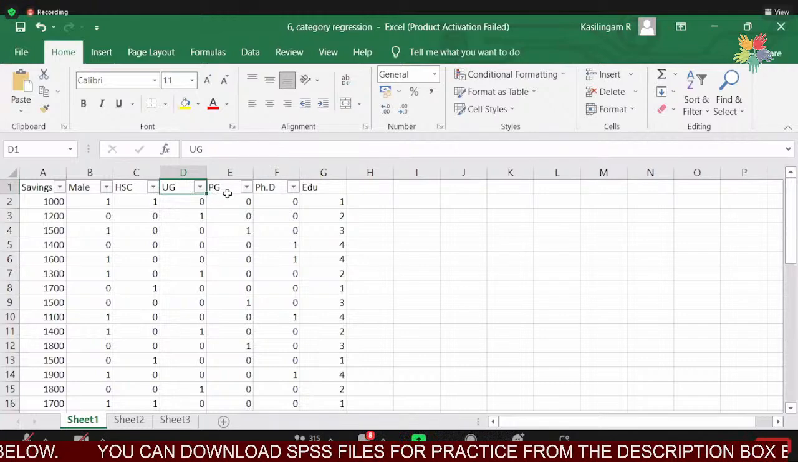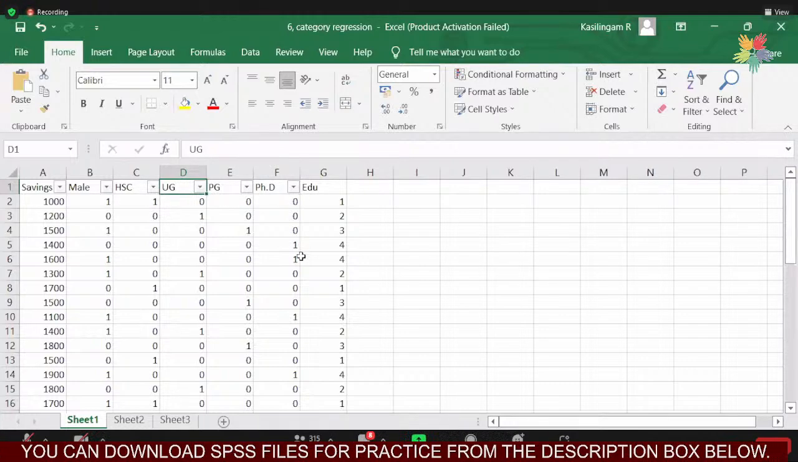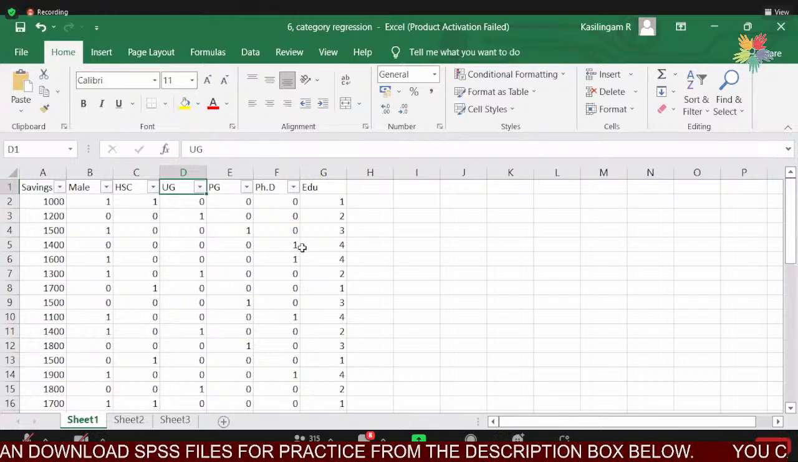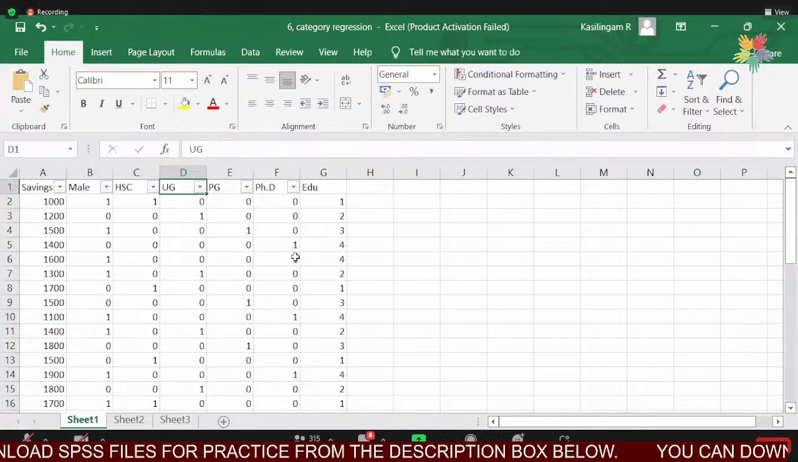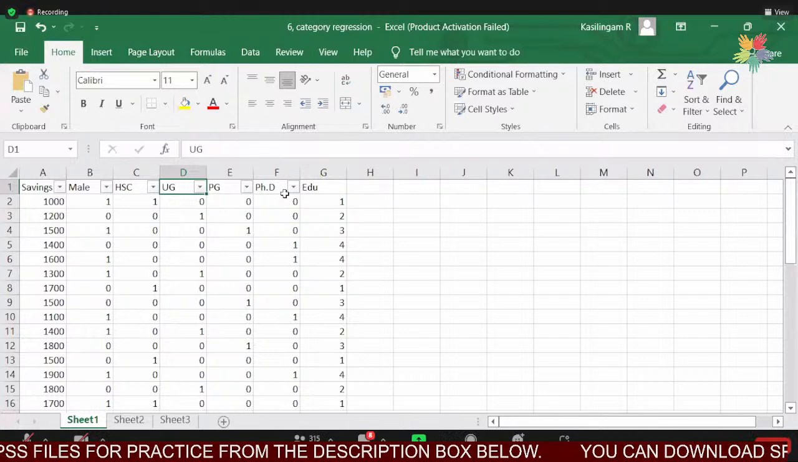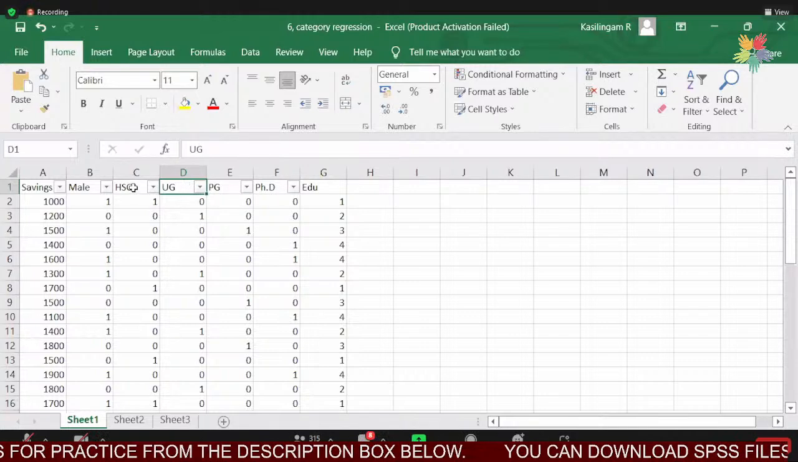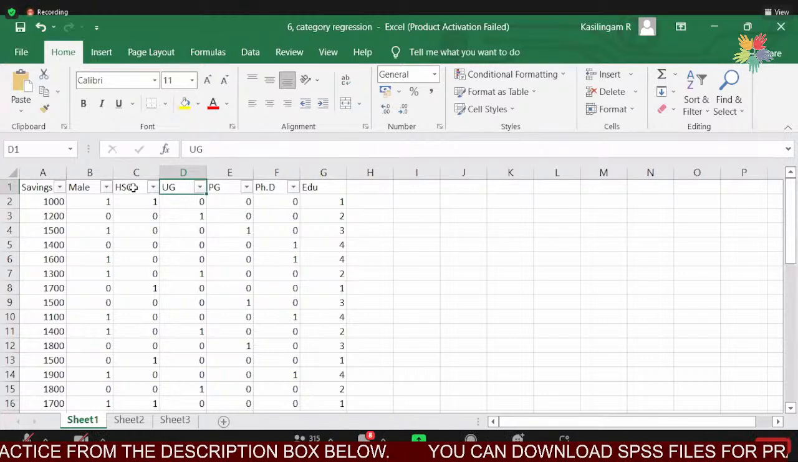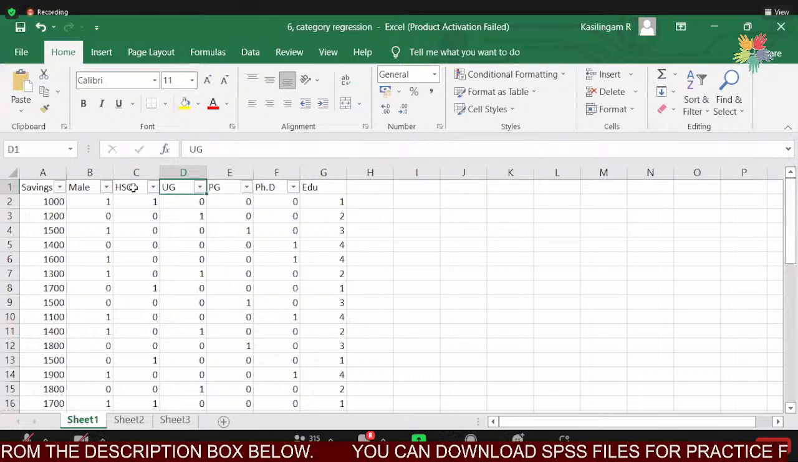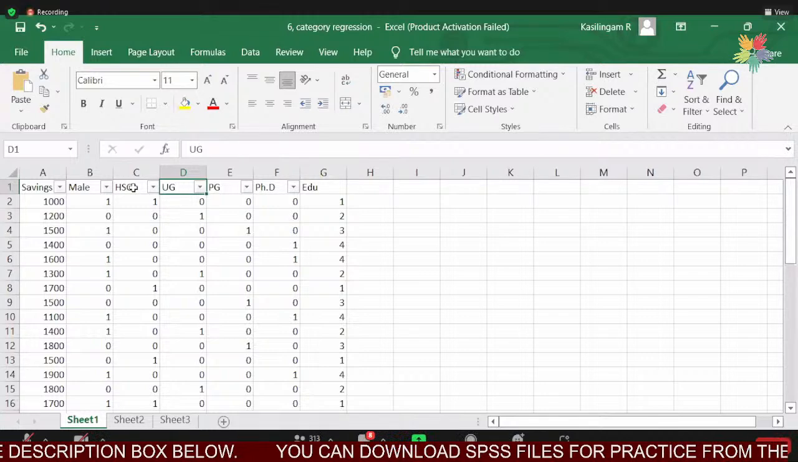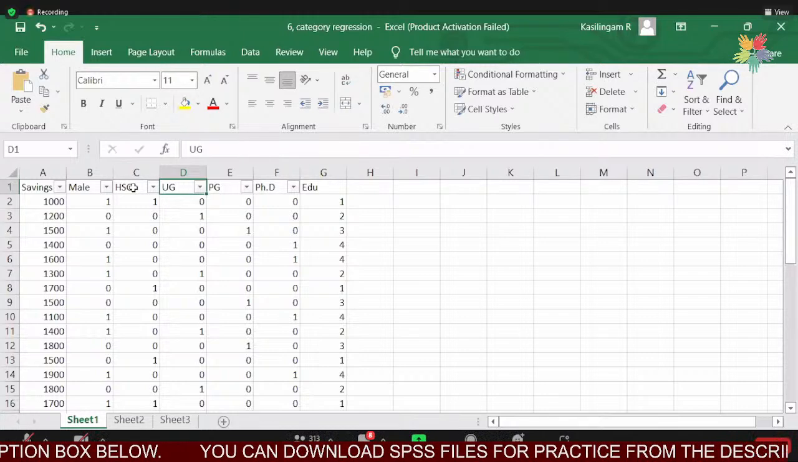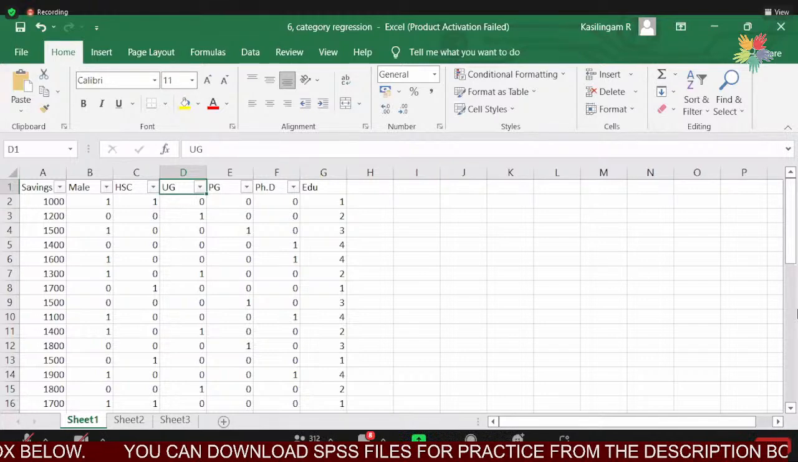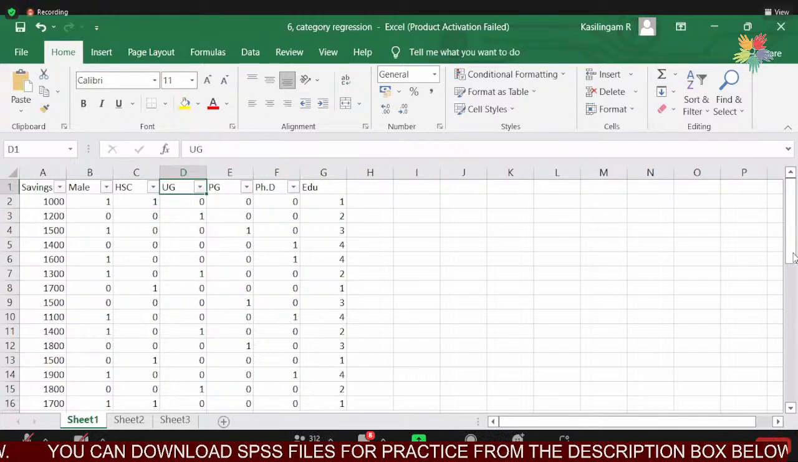So I have 3 dummies. I should not have created a fourth, because the fourth means it is a PhD. You should not create it. When you do it automatically in software, it will create only 3 dummies. So my PhD is my reference category. Very good.